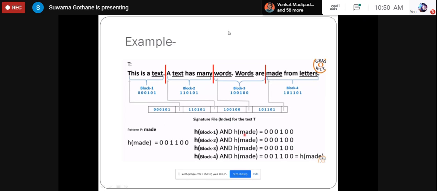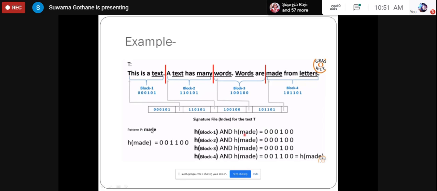So consider this is a very short example. Consider this as a database, your text, and you are looking for a pattern called "made". For your understanding, this concept has been given just to understand it with a small example. So this is a database. In this database, it has been broken into several portions called blocks, and every block gets a binary value assigned and it is stored in a separate table. Here we can see its address is also going to be there.